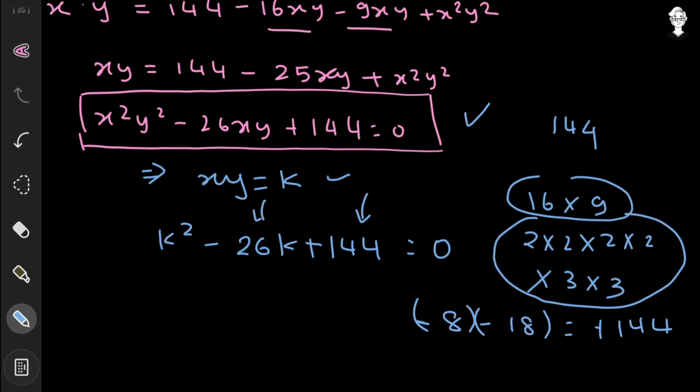All is okay. So now the same thing will be written as k squared minus 8k minus 18k plus 144, and this is going to be equal to 0. We split negative 26k as negative 8k and negative 18k. So from this and this I can take k common, so inside the bracket k minus 8.